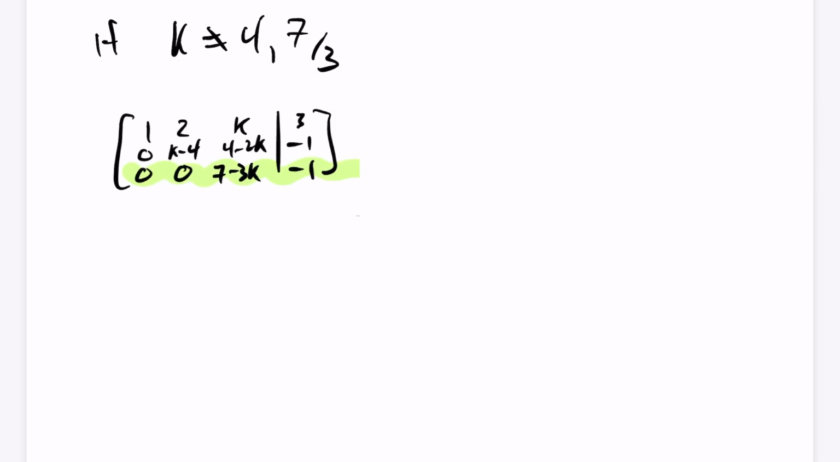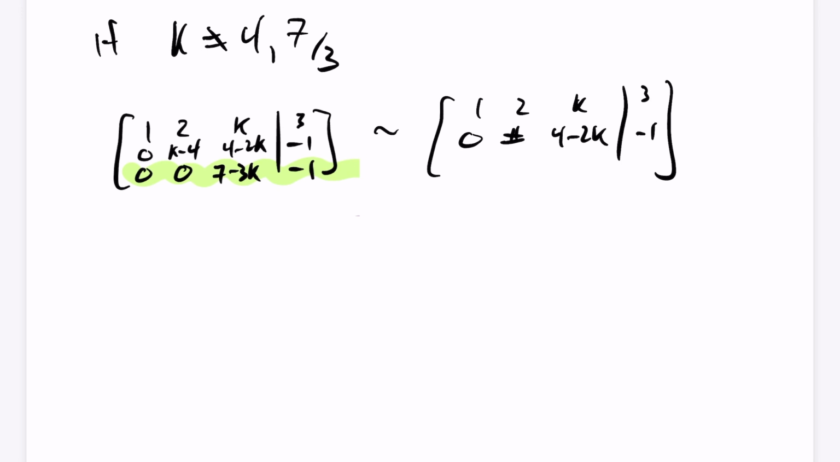If you take a look at this here, if k is not equal to 4 or 7/3, your matrix will look something like this. You're going to have your numbers here. If k is not equal to 4, this is going to be some sort of a number that's non-zero, right? And then if k is not equal to 7/3, this is also going to be a non-zero entry in this location. And you can see it'll be upper triangular.